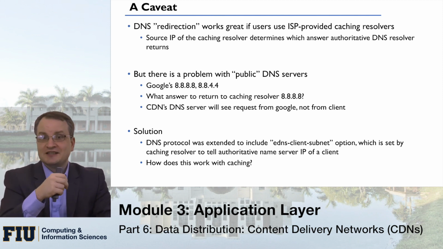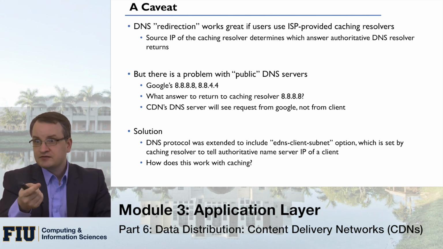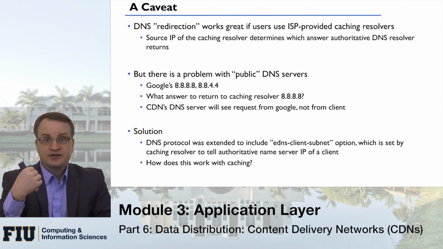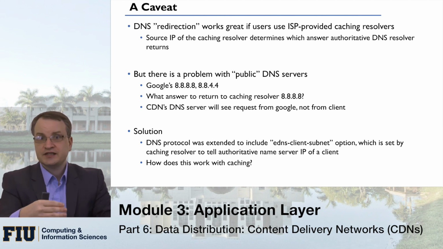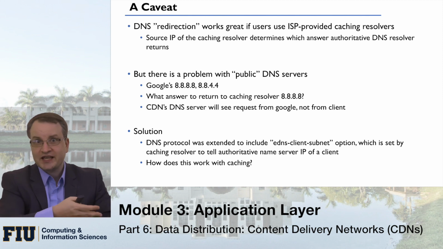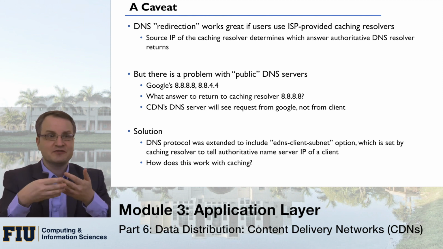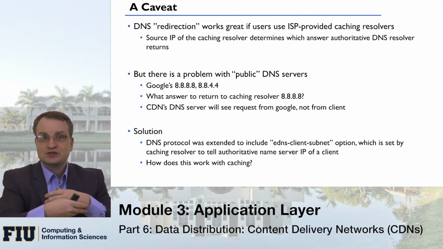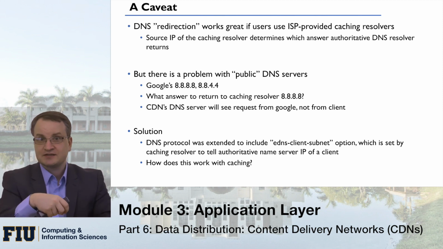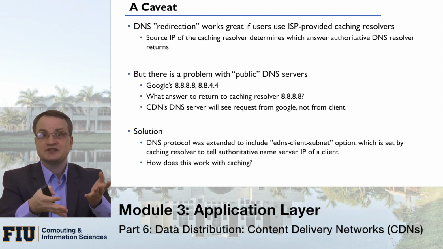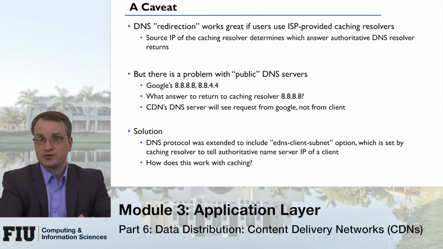So the problem here is if you send requests to 8.8.8.8 as a cache and resolver, and the resolver on your behalf sends the query to the CDN, what source address will the CDN's DNS server see? It will see 8.8.8.8. It will have no idea who the client was. So at that point, there was a big problem for the CDN community, and for the clients in general, because it's causing a problem for everybody.